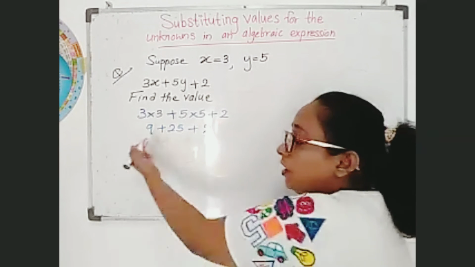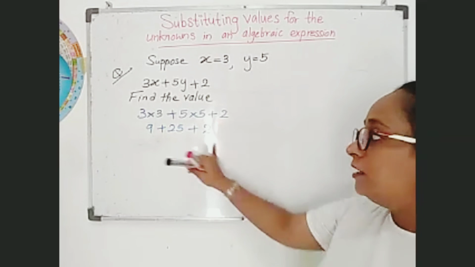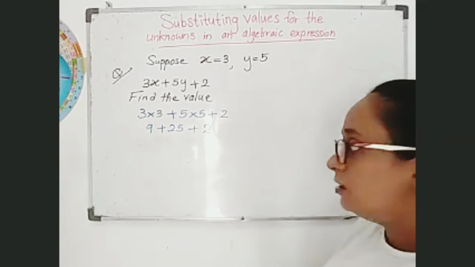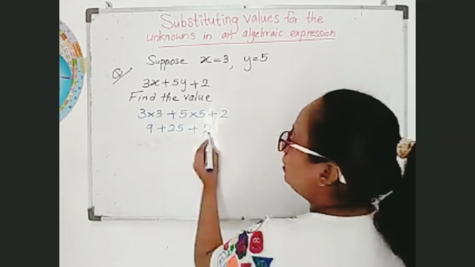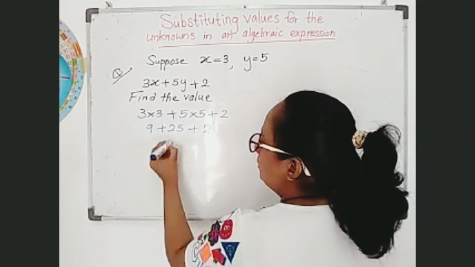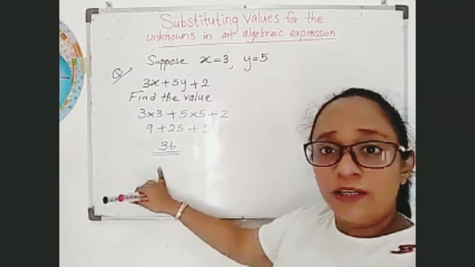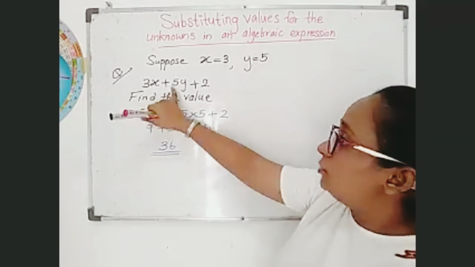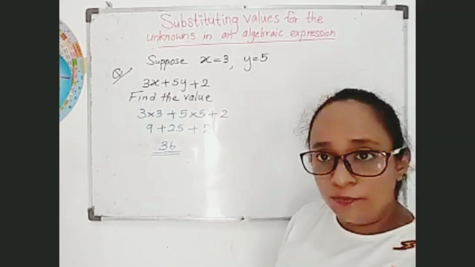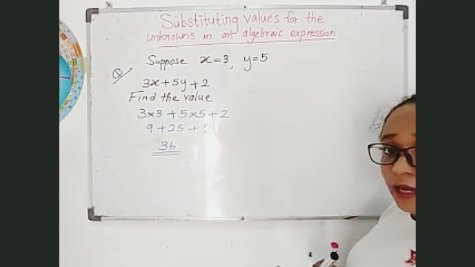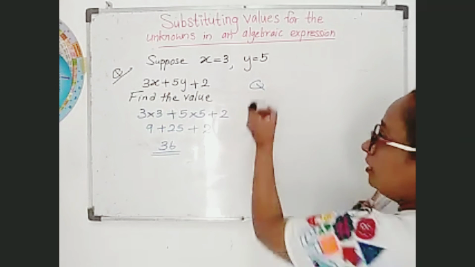Now all are known numbers. We can add. So 9 plus 25 is 34, 34 plus 2 is 36. So now we have a numerical answer for our algebraic expression 3x plus 5y plus 2. Right? Let's go for another example.